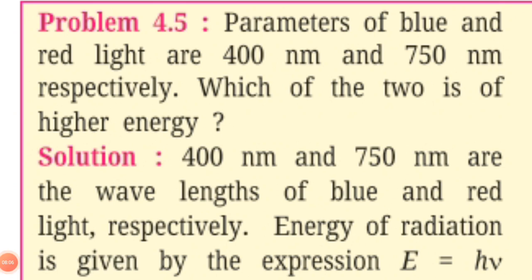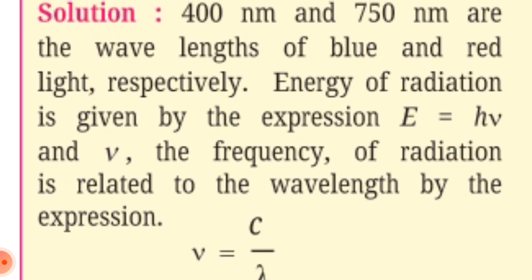Problem 4.5. The wavelengths of blue and red light are 400 nanometer and 750 nanometer respectively. Which of the two is of higher energy? Solution. 400 nanometer and 750 nanometer are the wavelengths of blue and red light respectively.